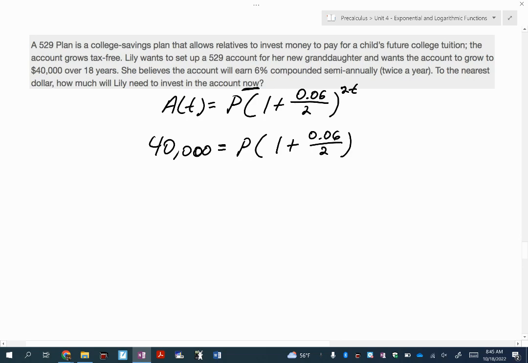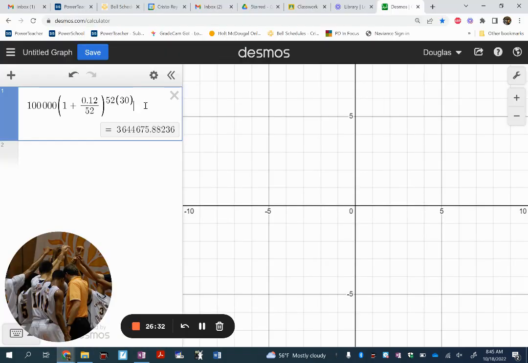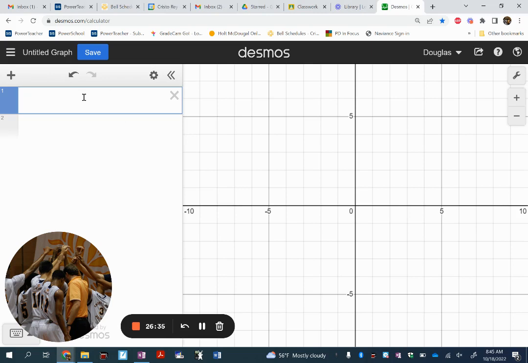Again, if you feel the need to divide that, feel free. And then I'm going to plug in 18 for my years. So we're going to actually solve this for P. Essentially, if I find all that stuff on the right and divide it into 40,000, that will give me how much Lily, I guess I should say Lily is the grandmother, should be investing today. So let's do 40,000. I like to do it in one step, but feel free to do it in multiple steps. Just try to wait until the end to round. Over 1 plus 0.06 over 2, raised to the 2 times 18 power.